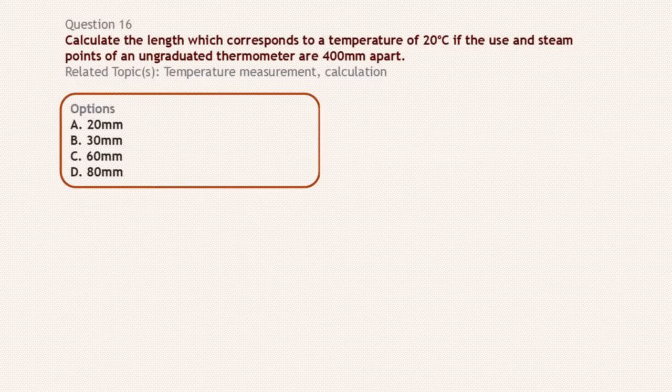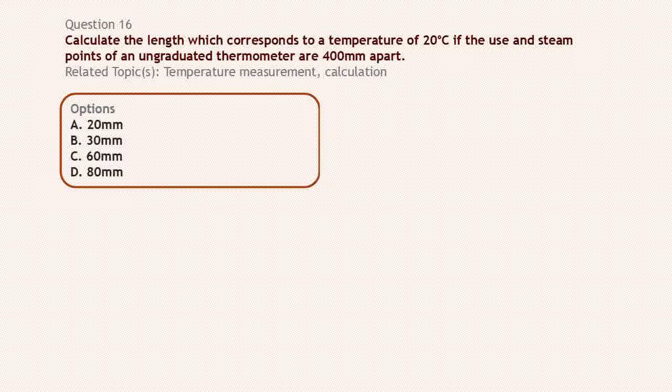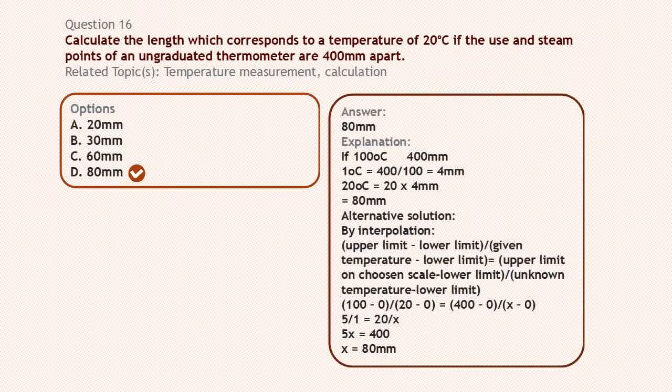Next, calculate the length which corresponds to a temperature of 20 degrees Celsius if the ice and steam points of an ungraduated thermometer are 400 meters apart. So for a question like this, we are going to do interpolation. That is, we are going to relate the intervals on this thermometer and the standard thermometer.